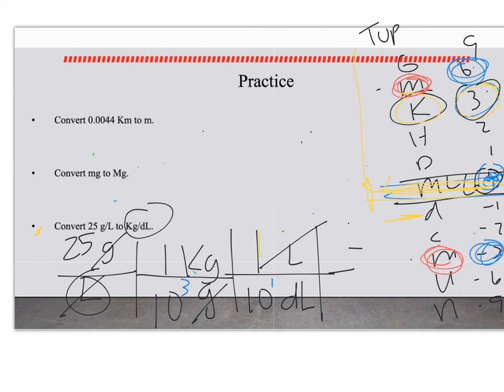Now you just perform your math. On the top, you have 25 times 1 times 1, which is just 25. Divide that by 10 to the 3rd times 10 to the 1. Remember, whenever you multiply bases of 10 or similar bases, you add the exponents. So you should have 25 divided by 10 to the 4th power.